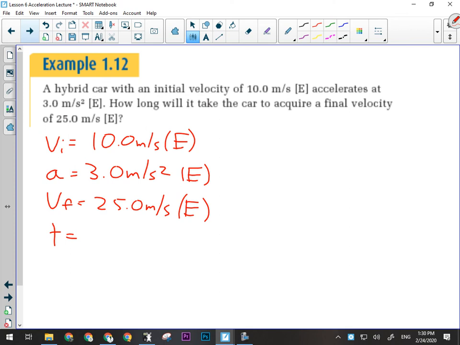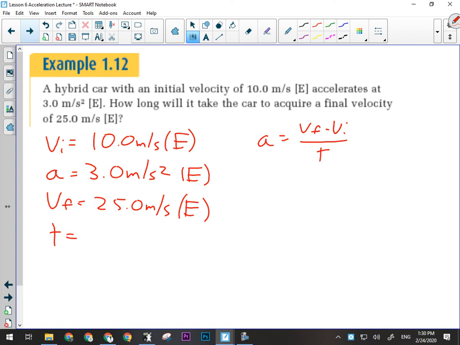I don't have displacement, and I'm not asked for it. Can I use any of the 4 formulas we just looked at? No, because they all have displacement in them. So for this one, I need to use the change in velocity over time equals acceleration, the one from last year, because it's the only formula that has the 3 things I have and the thing I'm looking for. So I've got acceleration equals VF minus VI over t, and I'm trying to solve for t.